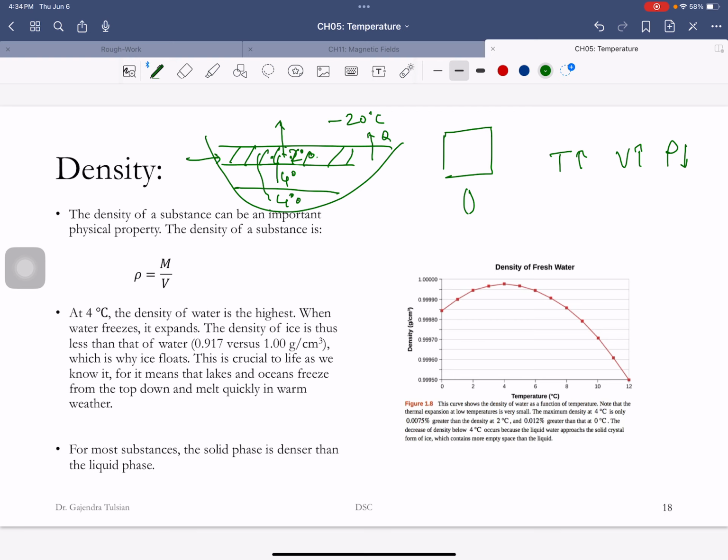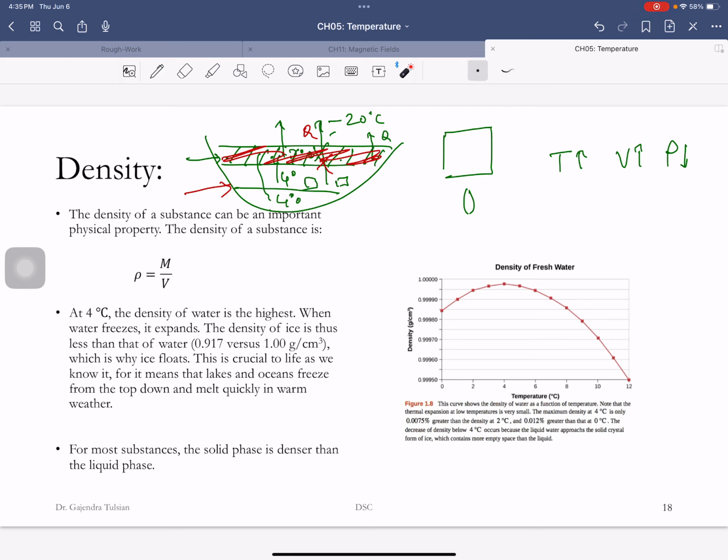And ice is less dense than water. Ice doesn't sink, and so now the ice layer will stop heat from flowing out. So when a lake freezes, only the top surface freezes, and the bottom surface will remain at 4 degrees Celsius. And this is important for biology because then life can survive the winter. Fish can live in this water and survive the winter.